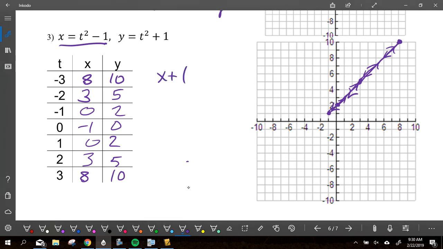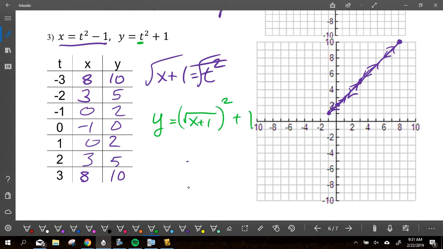And so I'm going to go x plus 1 equals t squared. And I'm going to square root both sides. T is equal to the square root of x plus 1. And so I'm going to plug that in here. Y is equal to, instead of t, I'm going to put the square root of x plus 1 squared plus 1. What happens when I square that square root? Y equals x plus 1 plus 1. Y equals x plus 2. Is that what I graphed over there? Y equals x plus 2? Yeah, the only difference is mine didn't go on forever.